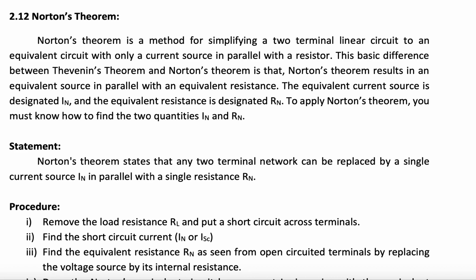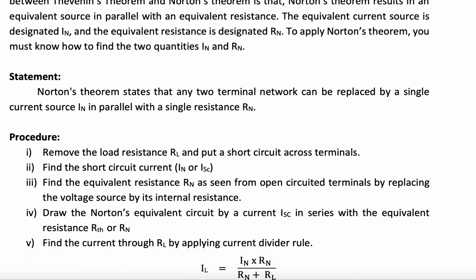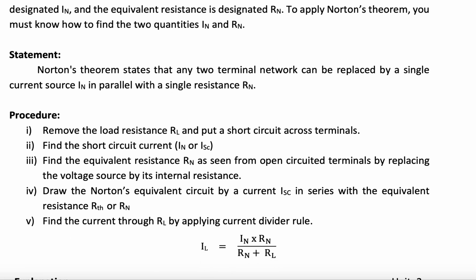The equivalent current source is designated as IN, and the equivalent resistance is denoted with Rn. To apply Norton's theorem, you must know how to find the two quantities, that is IN and Rn. In the case of Thevenin's, that is Vth and Rth. In the case of Norton's, it will be IN and Rn. Let's see the statement first. Norton's theorem states that any two-terminal network can be replaced by a single current source IN in parallel with a single resistance Rn. Let's see the procedure.